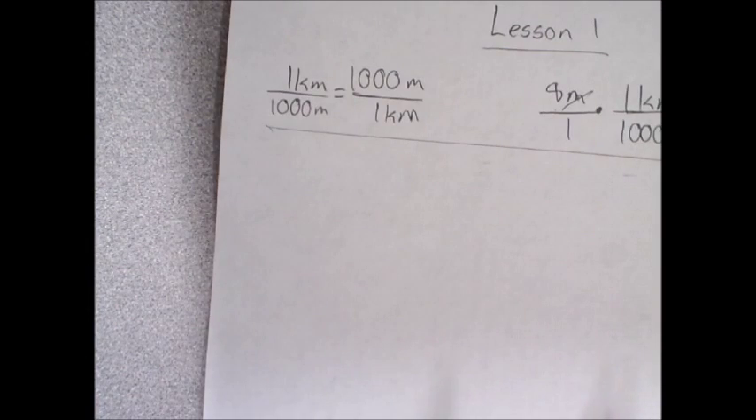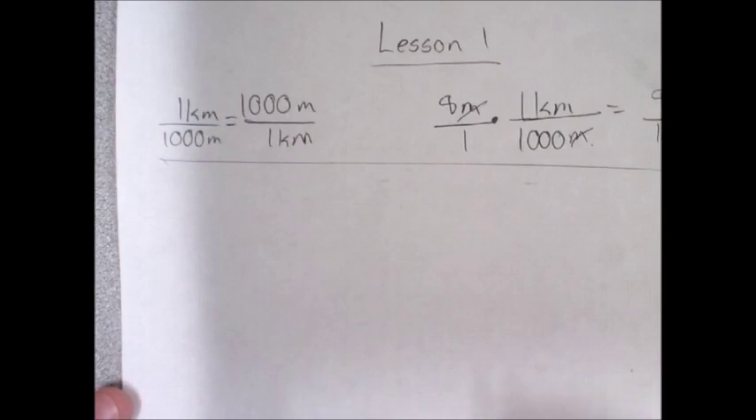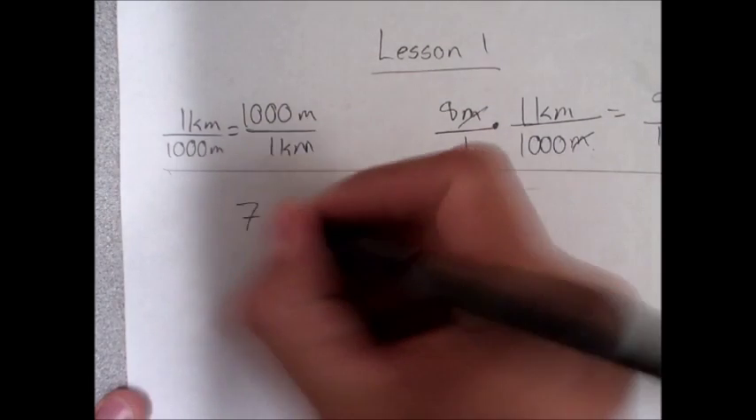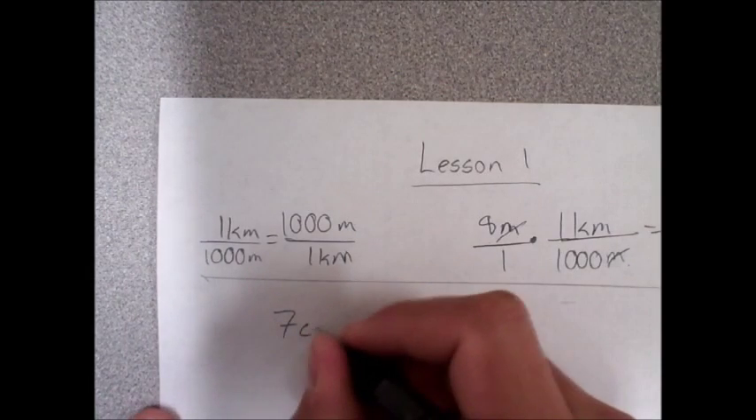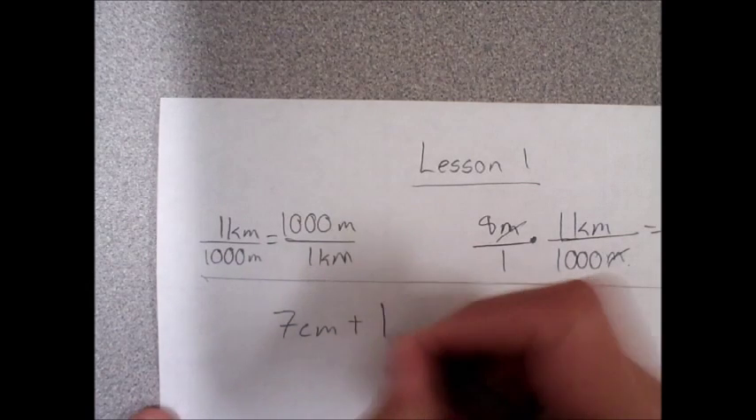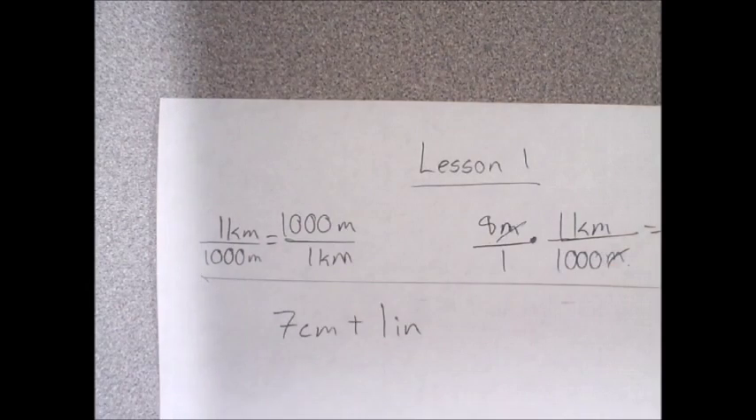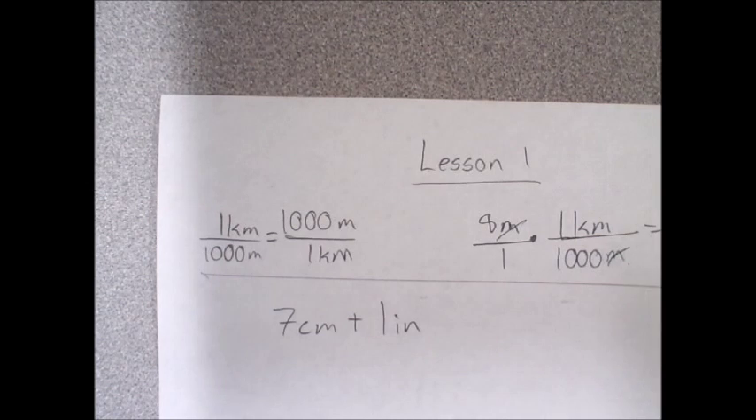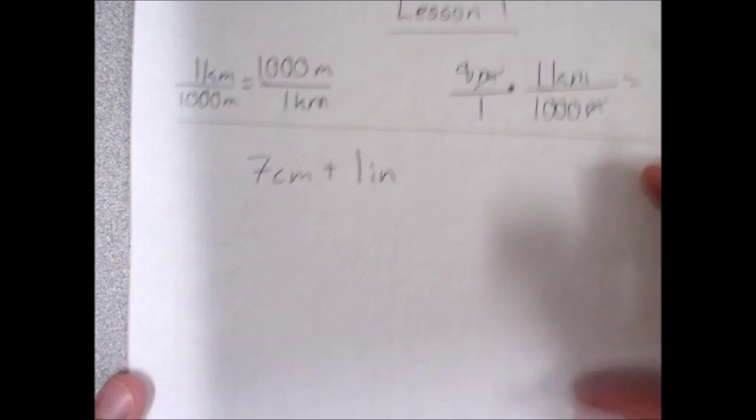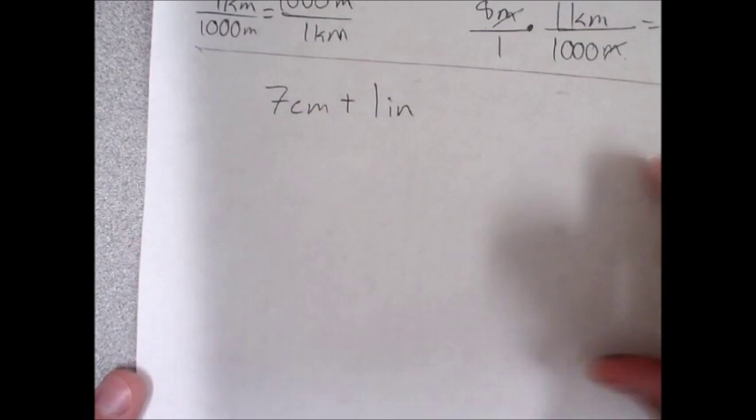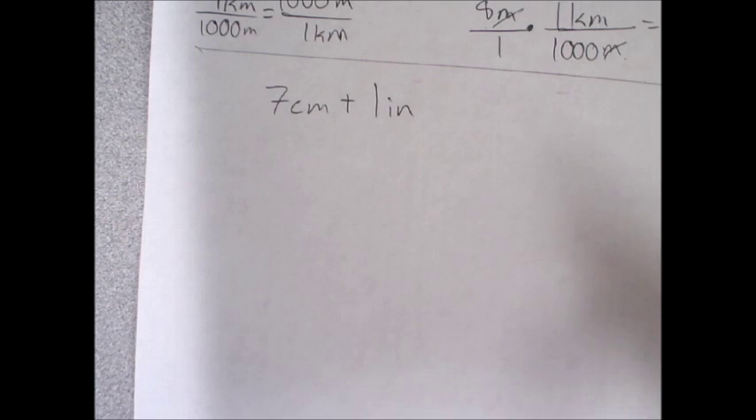Alright, the next problem says that we need to add 7 centimeters to 1 inch. Okay? If we're going to add units, they have to be like units. So I need to convert either centimeters to inches or inches to centimeters, whichever is easiest for you, unless the problem specifically asks us to convert it to 1 unit. So let's read this problem and see what it asks us to do.